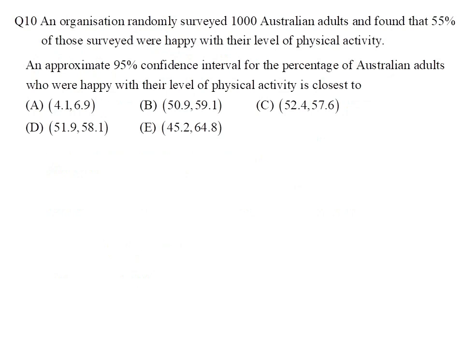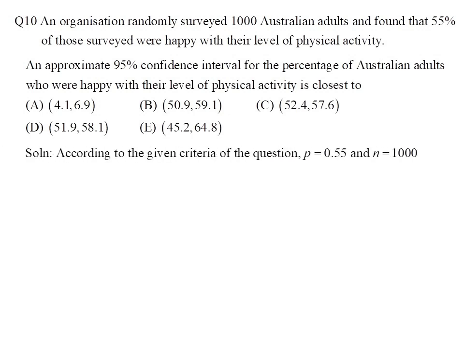Question 10 states that an organization randomly surveyed 1,000 Australian adults and found that 55% of those surveyed were happy with their level of physical activity. The question here is to find an approximate 95% confidence interval for the percentage of Australian adults who were happy with their level of physical activity.